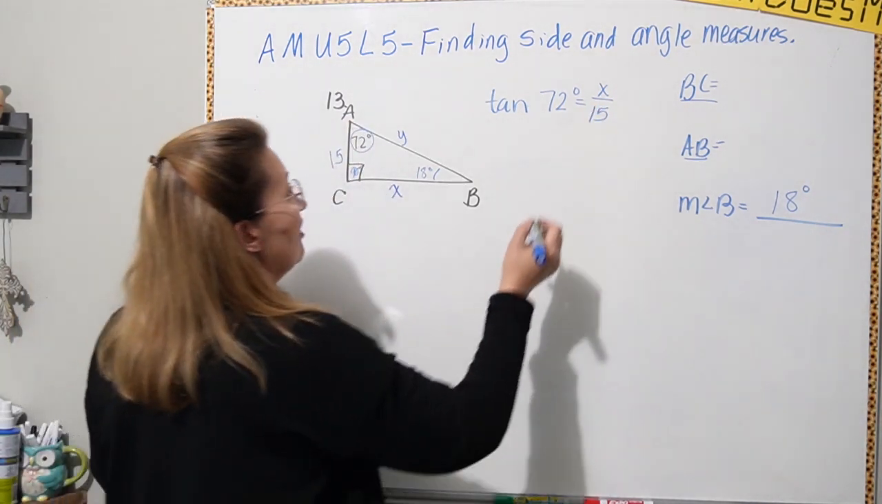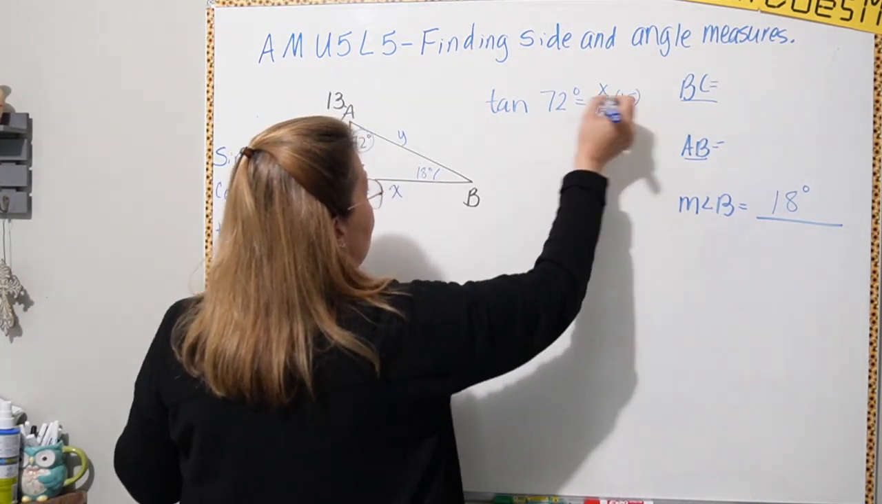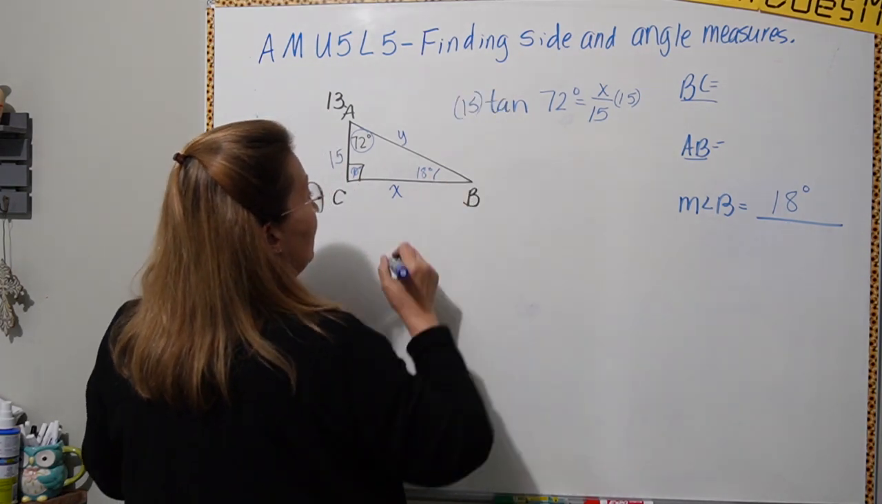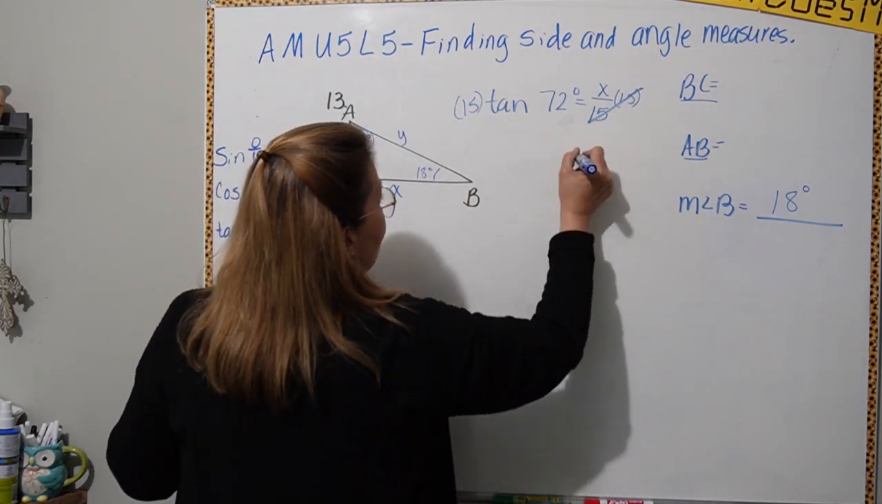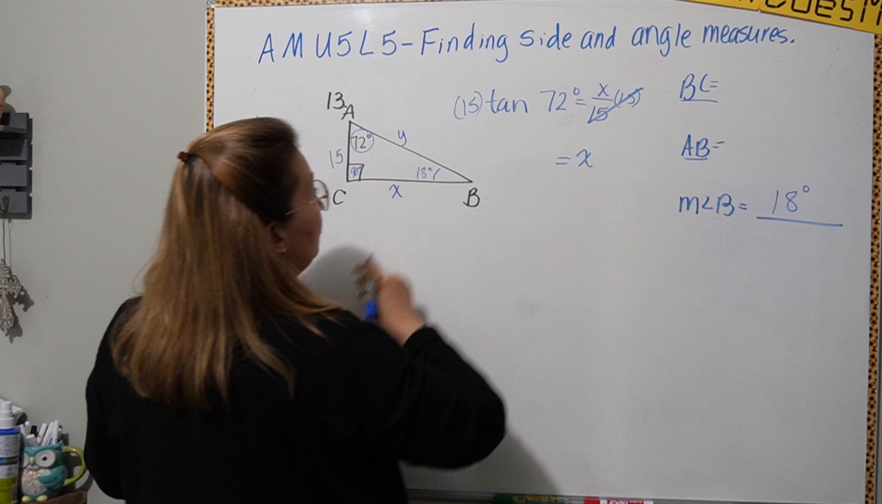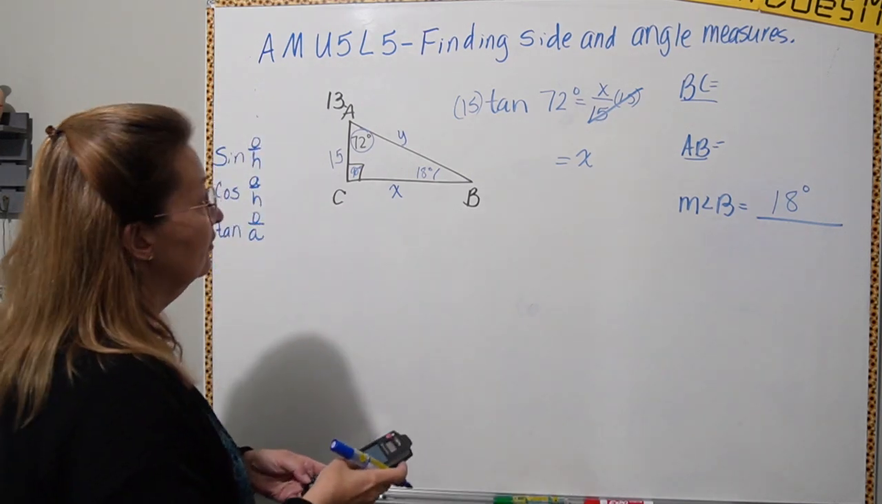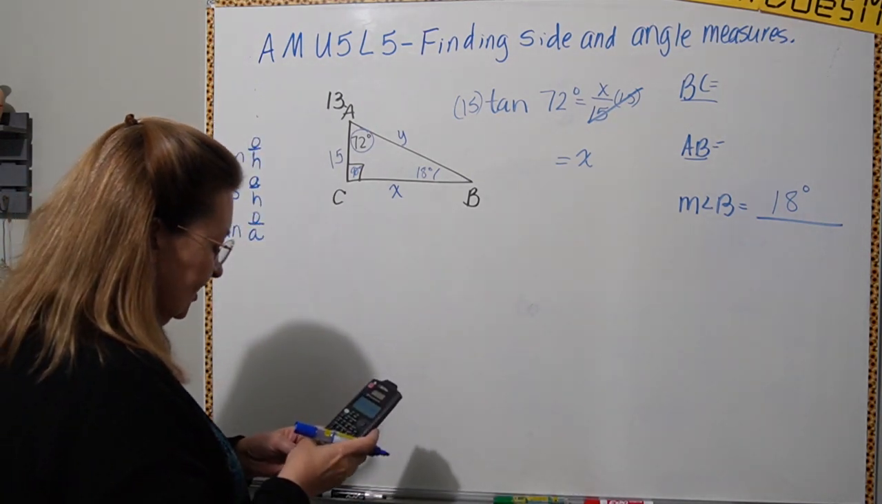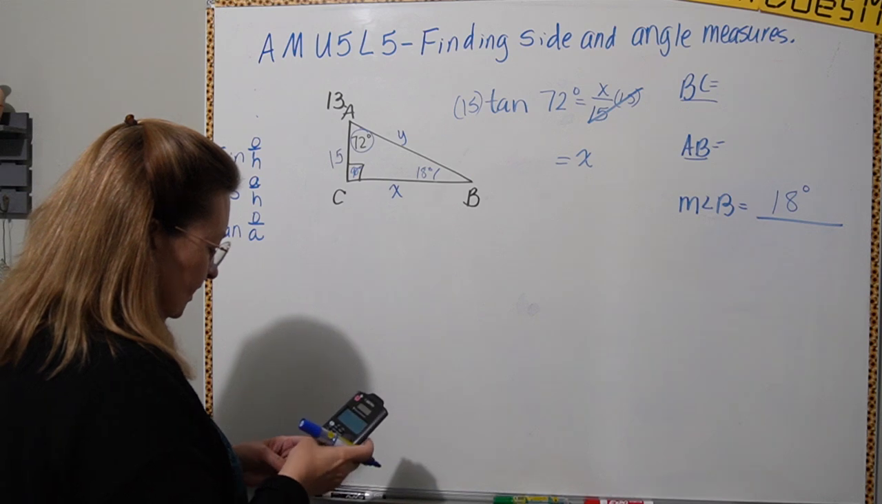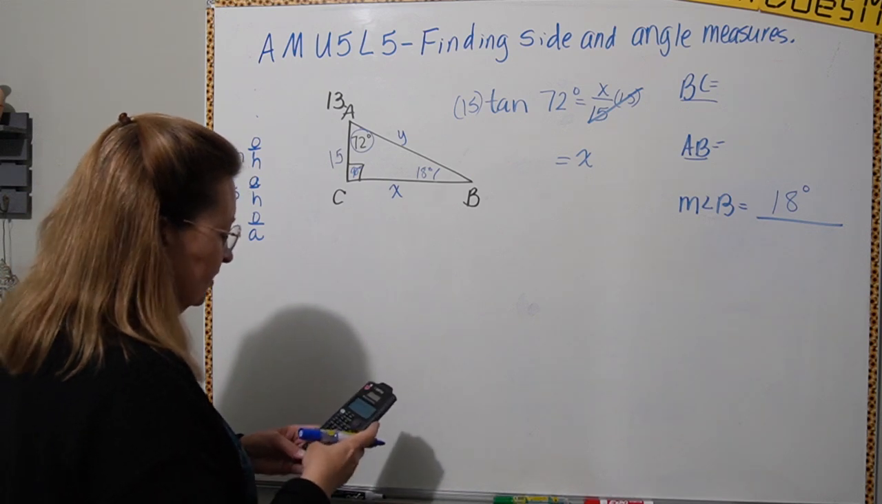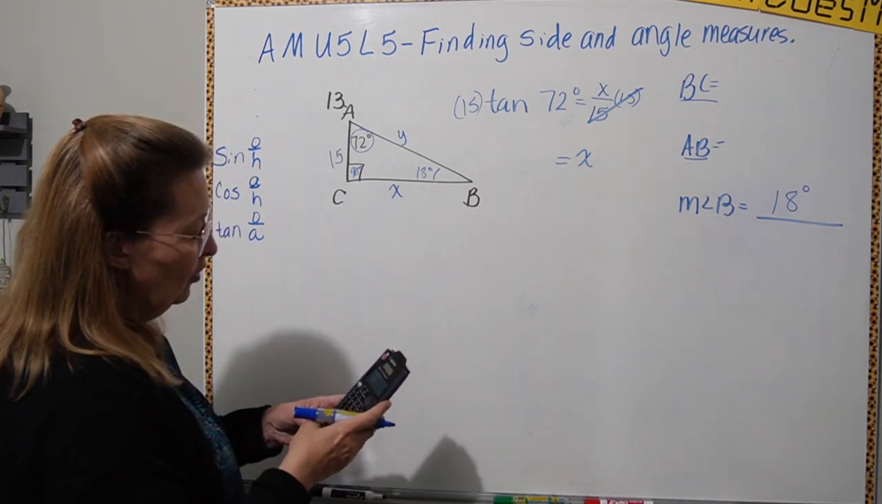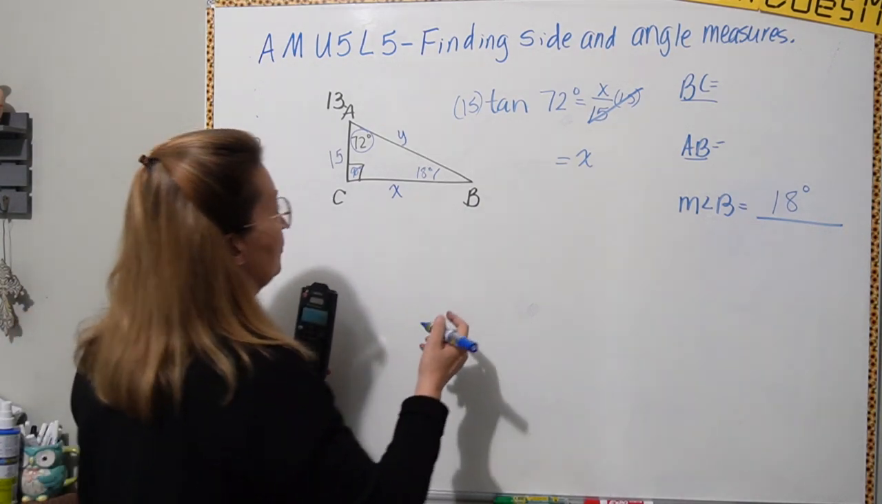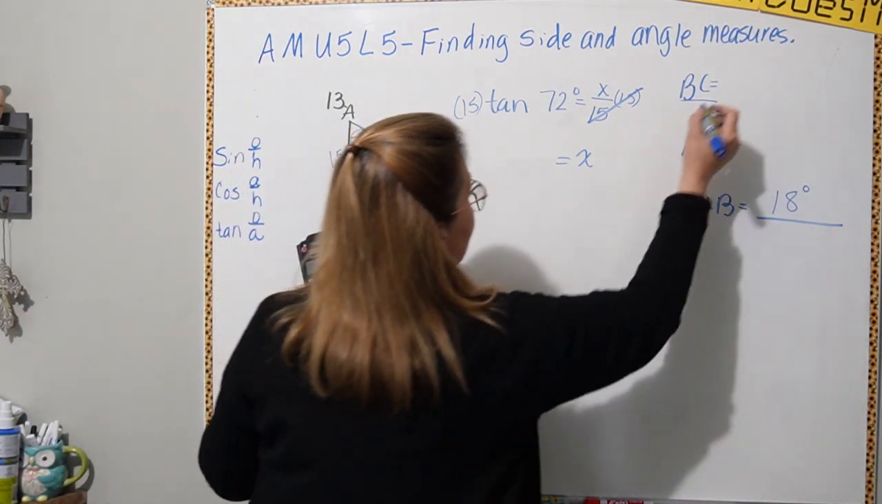And now I'm just going to solve this. So that's going to be 15 times both sides. These two cancel out, so I have x is equal to, and then we're going to use the calculator, 15 times tangent 72, enter, gives me 46.2. So this is side BC.